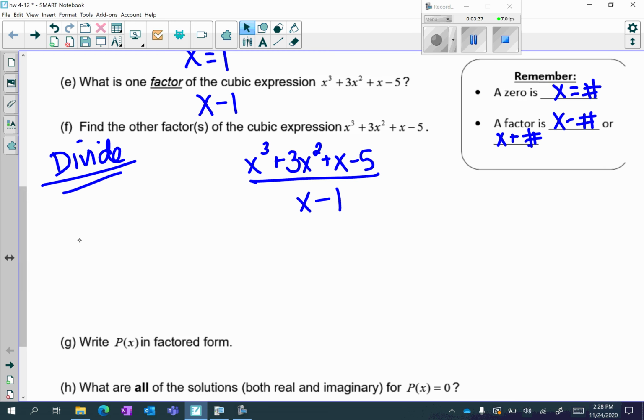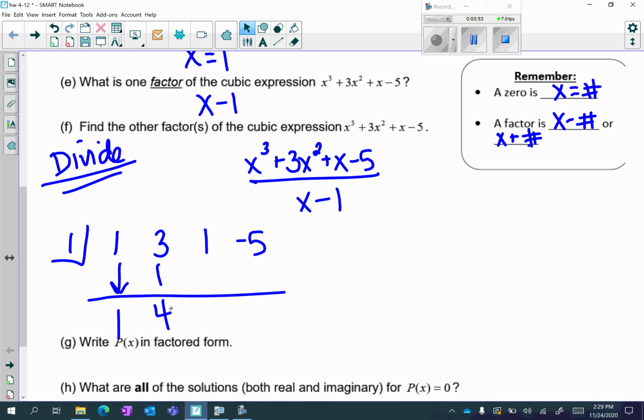So for synthetic division, 1 goes on the shelf. I have 1, 3, 1, and negative 5 as my coefficients. We bring down the first, and then we multiply. 1 times 1 is 1, and then we add. 3 plus 1 is 4. 4 times 1 is 4, then we add. 1 plus 4 is 5. 5 times 1 is 5, then we add. Negative 5 plus 5 is 0, which is good because I should have no remainder. So remember, when I divide, my answer now is x squared plus 4x plus 5.